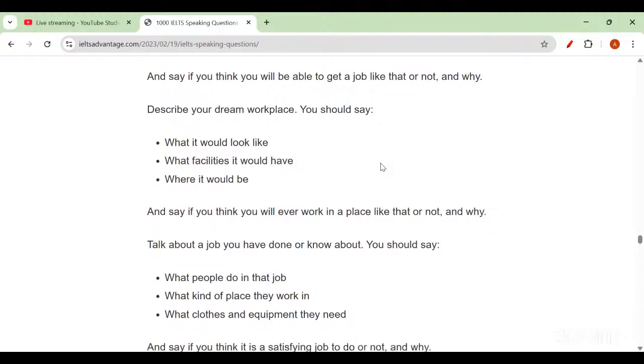No, if you make your bullet points in your mind, then you will forget them, because when you are speaking you cannot have time to think. You continuously speak for 2 minutes.